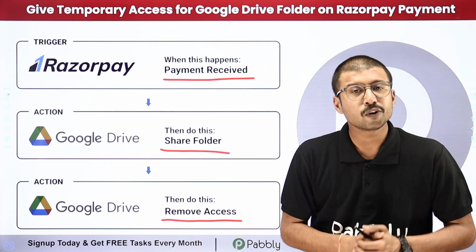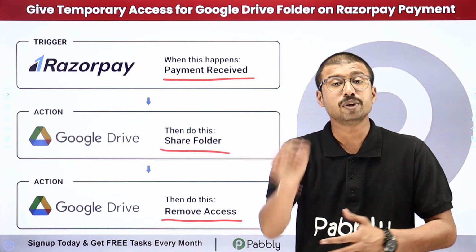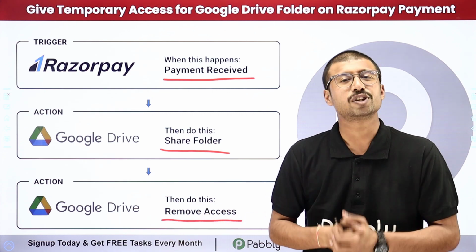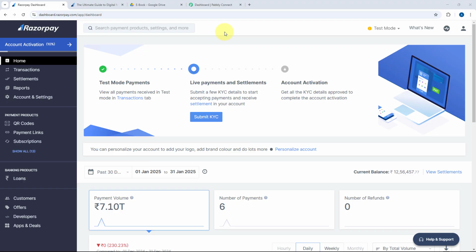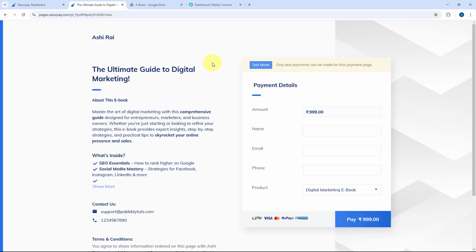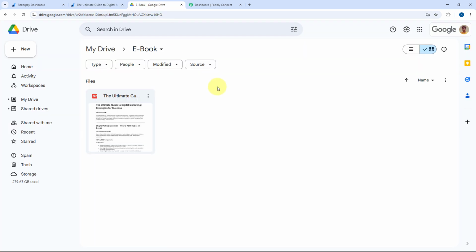Now, if you want to learn how you can set up this complete automation all by yourself, you just have to come with me to my screen. So as you can see, this is my Razorpay account. And using Razorpay, I have created a payment page to sell my bundle of ebooks. And I have all the ebooks in my Google Drive over here.